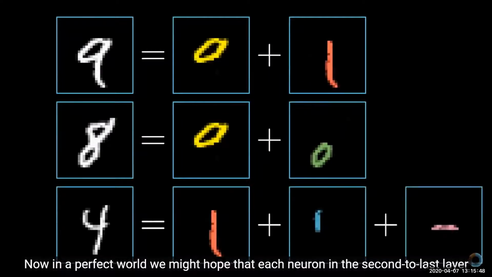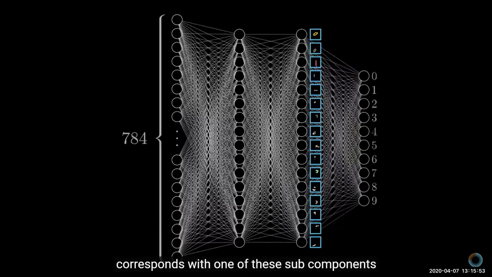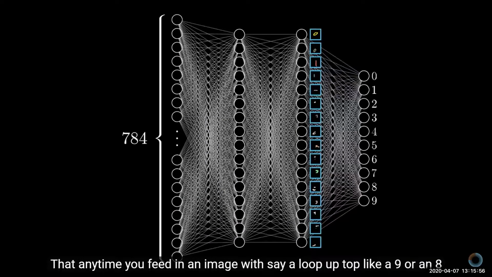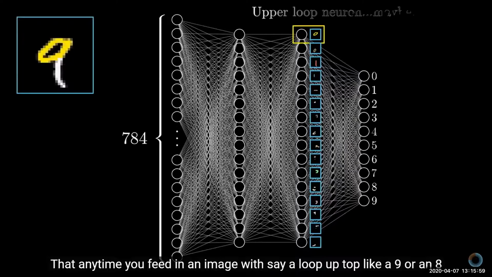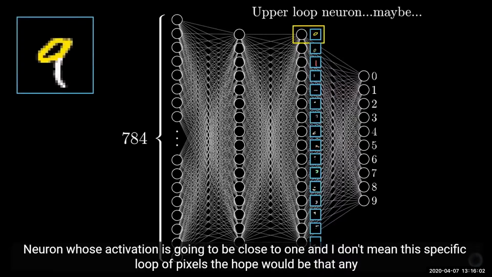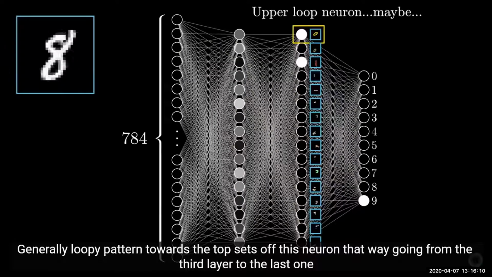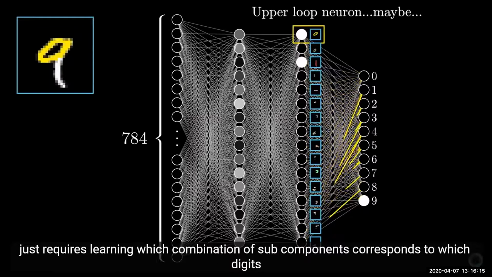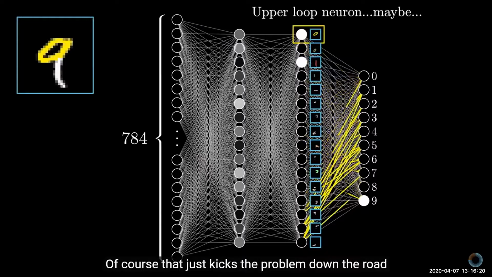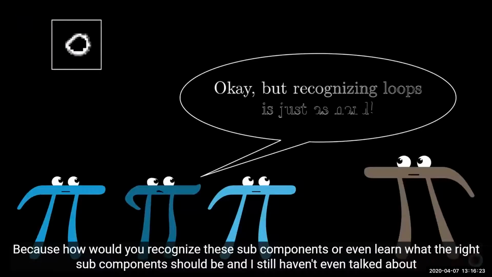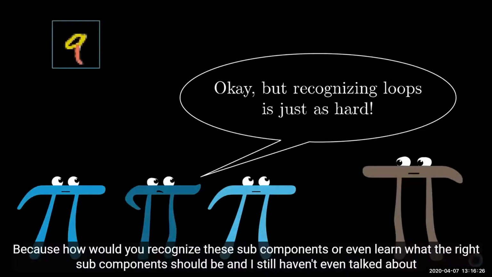Now in a perfect world, we might hope that each neuron in the second to last layer corresponds with one of these subcomponents. That anytime you feed in an image with, say, a loop up top, like a 9 or an 8, there's some specific neuron whose activation is going to be close to 1. And I don't mean this specific loop of pixels. The hope would be that any generally loopy pattern towards the top sets off this neuron. That way, going from the third layer to the last one just requires learning which combination of subcomponents corresponds to which digits. Of course, that just kicks the problem down the road, because how would you recognize these subcomponents or even learn what the right subcomponents should be?